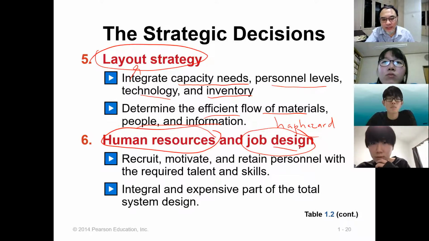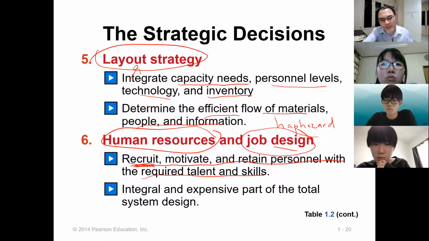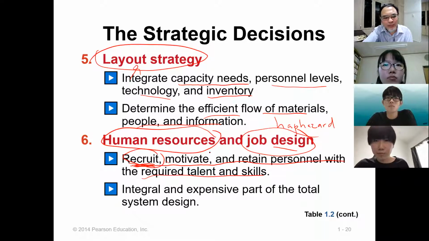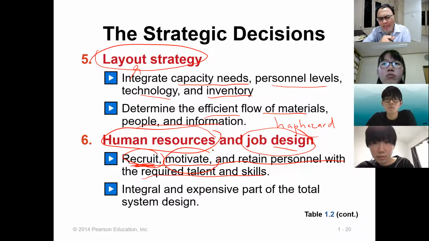So, human resource and job design. You need to design jobs. Why? Because in order to get good workers, good employees, you need to recruit, motivate, and retain personnel with the required talent and skills. Recruitment is not easy. You need to find the correct talent, the best talent. Sometimes you make mistakes. You think it's good, but they cannot do the work. That sometimes happens. But if you find a wrong candidate, it's never too late to motivate and upskill. Everyone can give people the opportunity to learn. I believe motivation is the most important thing for any organization to survive.